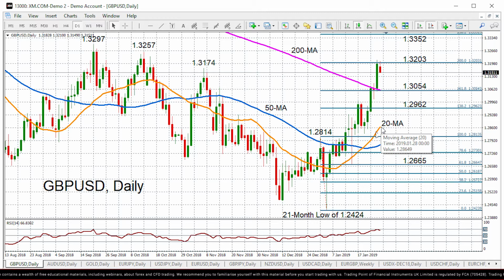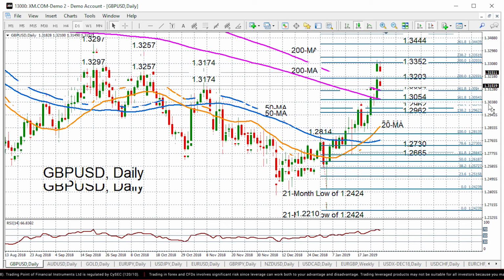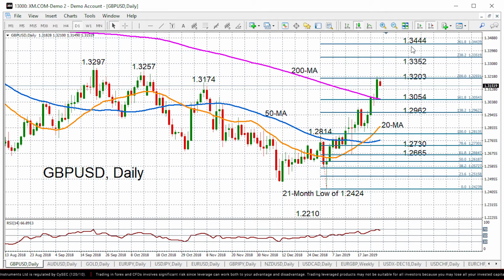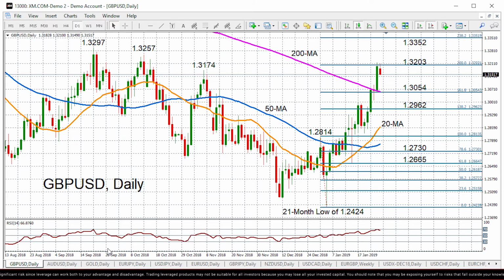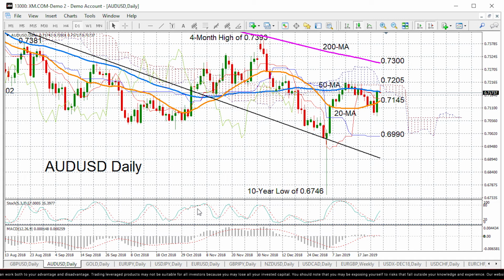Also worth mentioning that we did see the 20-day moving average crossing above the 50-day moving average, so that does confirm the short-term bullish mode. However, in the medium-term picture, pound dollar is still within its recent sideways range, so unless we see further gains, potentially at least towards the 1.3444 level, the medium-term outlook won't shift decisively to a bullish one.